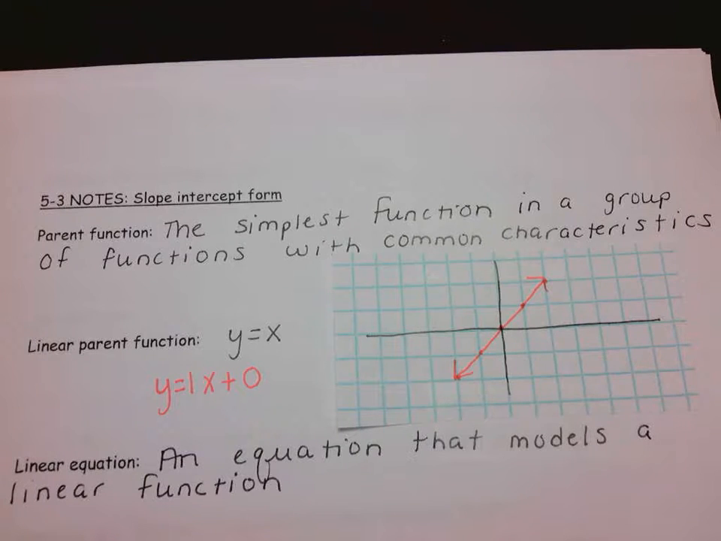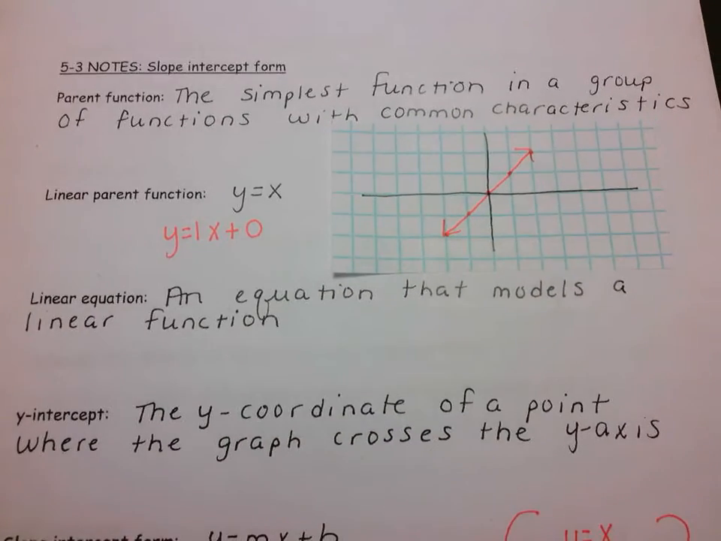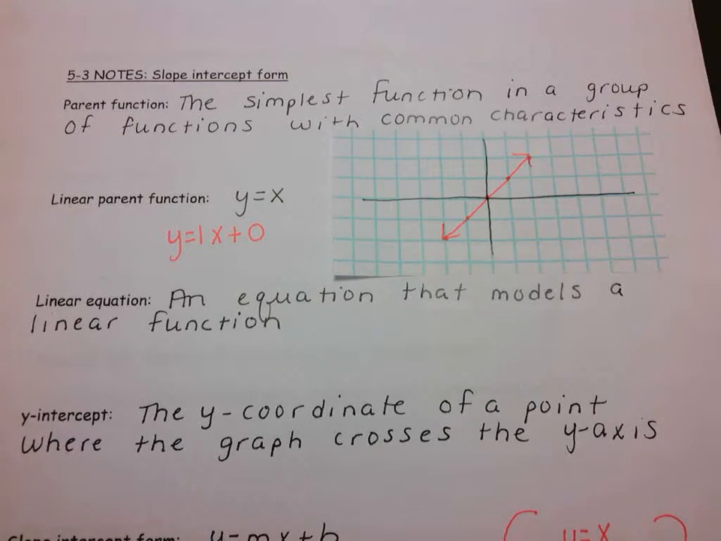So I've graphed that for you, and you can see the slope of the linear parent function is 1 and the y-intercept is 0. That is the simplest form of a straight line. A linear equation is an equation that models a linear function. So in other words, a linear equation is the equation of a straight line. The y-intercept is the y-coordinate of a point where the graph crosses the y-axis. So in a linear parent function, the y-intercept is at 0.